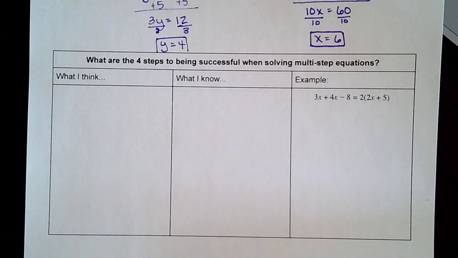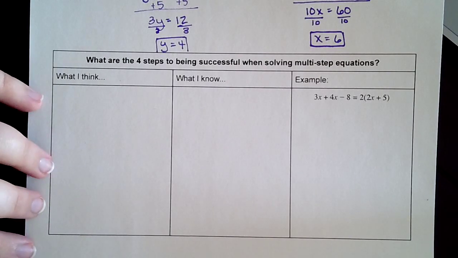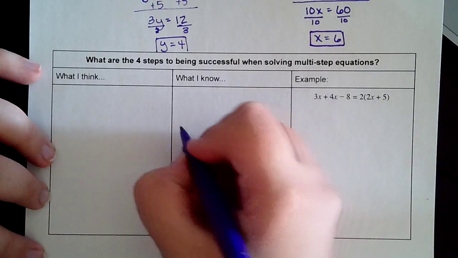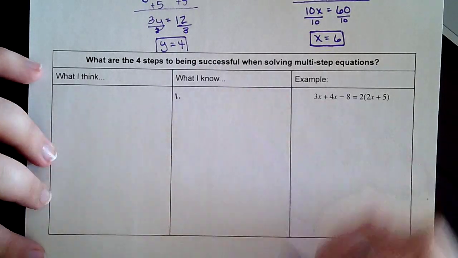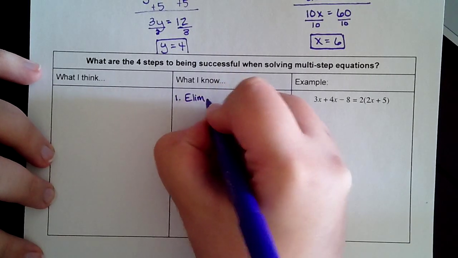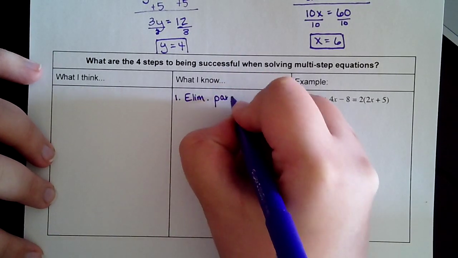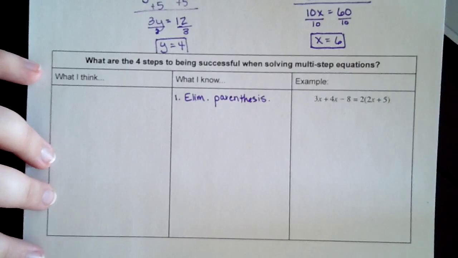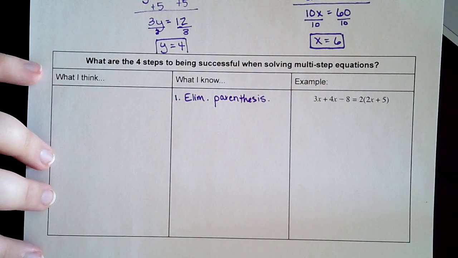All right, hopefully you had time to fill that out. Now you're back, let's do it together. What I know section. So, the 4 steps to being successful when solving these multi-step equations are: 1. Eliminate parentheses. PEMDAS says this is where we have to start. It makes a lot of sense that that's where we're going to start.